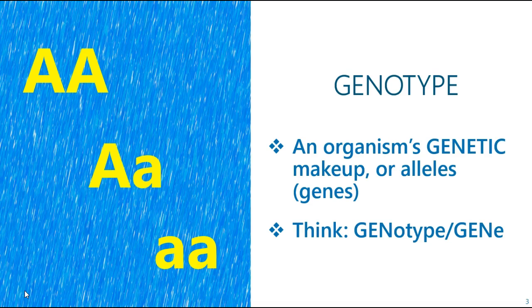They both have G-E-N. And some examples here are the two uppercase A's, the uppercase and lowercase a, and the two lowercase a's. Genotype is always expressed as the pair of alleles, and the alleles are represented by upper and lowercase letters. So the genotype will always be a pair of letters.